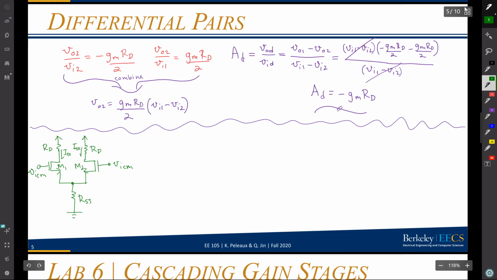And so I know that if I have RD and GM matched, I can assume that the drain currents are still equal. So I'll just call that ID. And then the total current flowing through RSS is going to be 2 ID. And so this is an example of using a half circuit, but for the common mode.